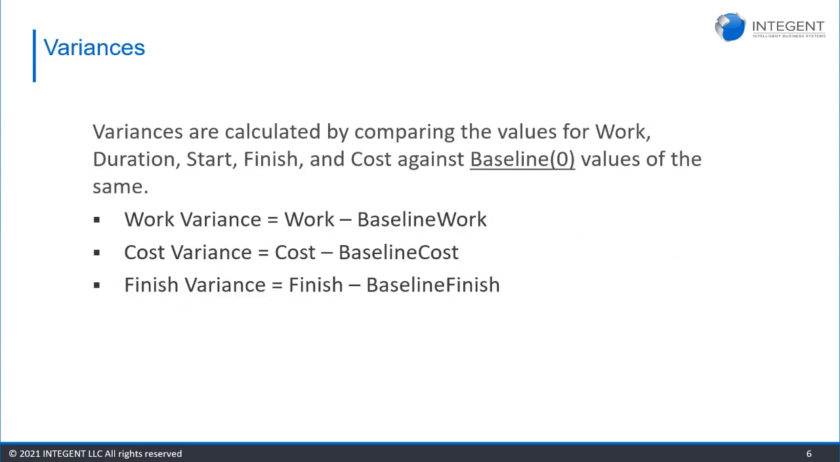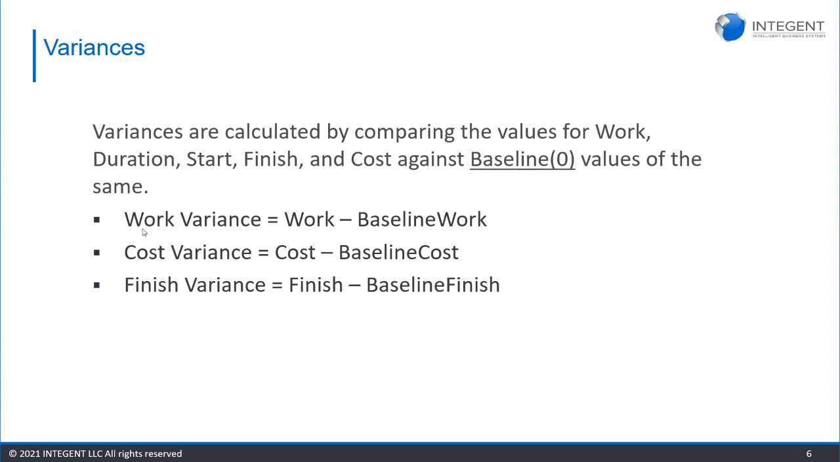So variances, as mentioned, are calculated by comparing the values for work, duration, start, finish, and cost against baseline 0, or baseline with no number, or just baseline. There are several different names for it. But really what it means is that baseline value that doesn't have any numbers after it. It's the very first option that you'll have. And the calculations for your variance look at comparing those 2 different values.